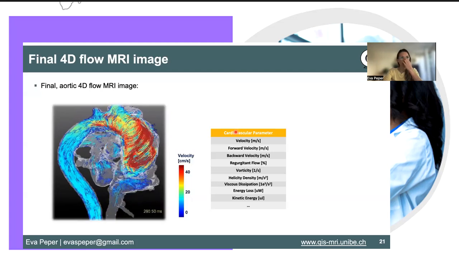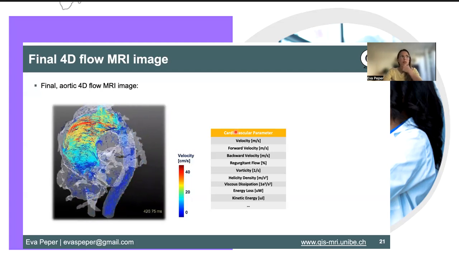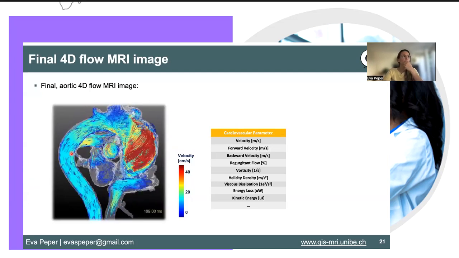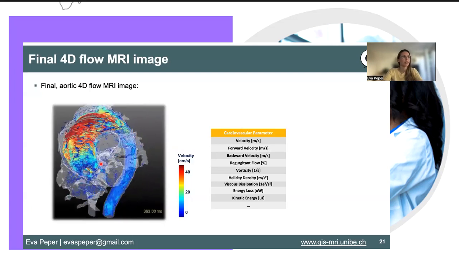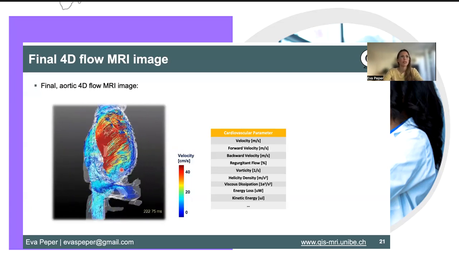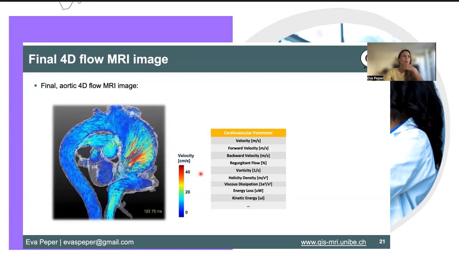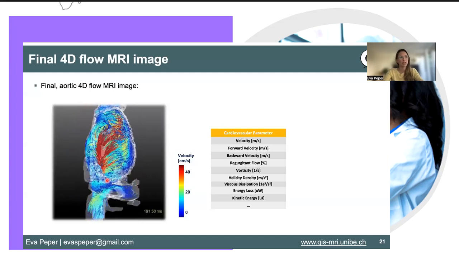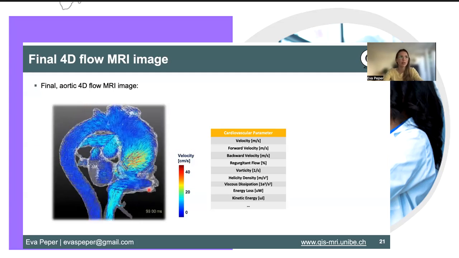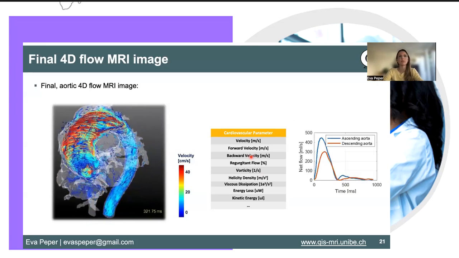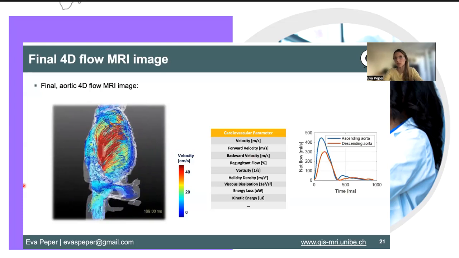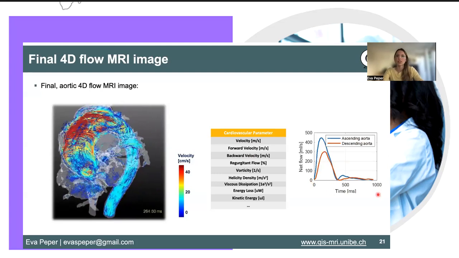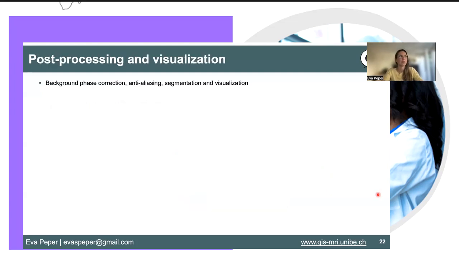In the end, from this data, ideally, you can derive all the parameters that you want to know at every location that you want to know. So you might want to know, I don't know, peak velocity right after the aortic valve, or you want to know the helicity, or you want to know regurgitant flow, whatever. Yeah, so it's still complex to analyze this data, but still, in principle, it has all that information. Yeah, so that's, for example, what the flow curve would look like, derived from 4D flow MRI, showing the net flow over time for ascending and descending aorta.